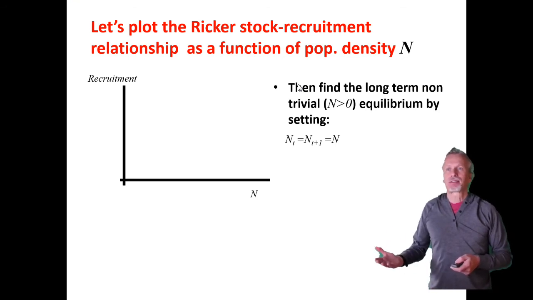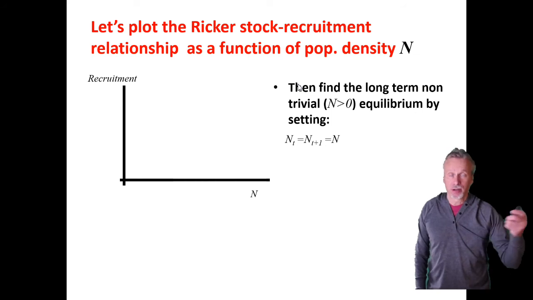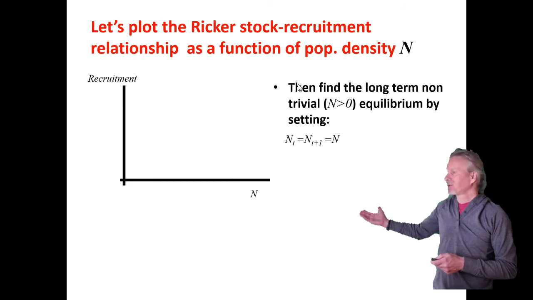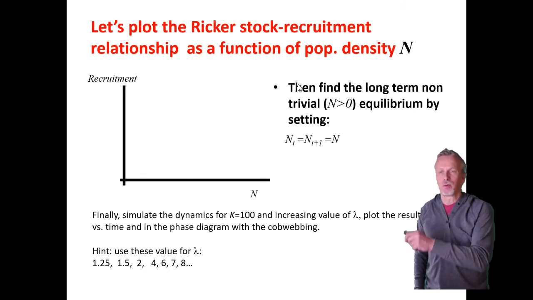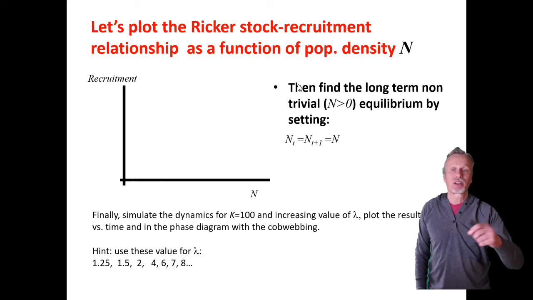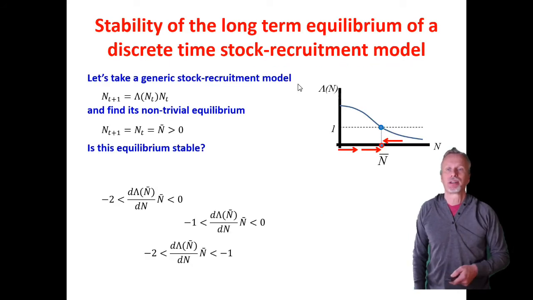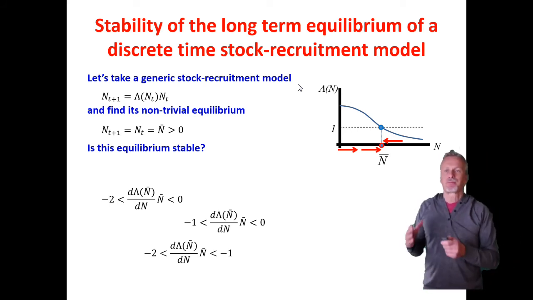So what I'm going to ask you guys is to plot the Ricker stock-recruitment relationship as a function of population density for increasing values of lambda. This is an exercise that we will also do numerically through simulation with our R scripts. And we'll find the long-term non-trivial equilibrium by setting again N_t equal to N_t plus 1 equal to N. We will simulate the population for lambda equal to, for instance, 1.25, 1.5, 2, 4, 6, 8, and I recommend you go at least up to 20 and see how the dynamics change. You will see, and we will see together, there is an interesting aspect.